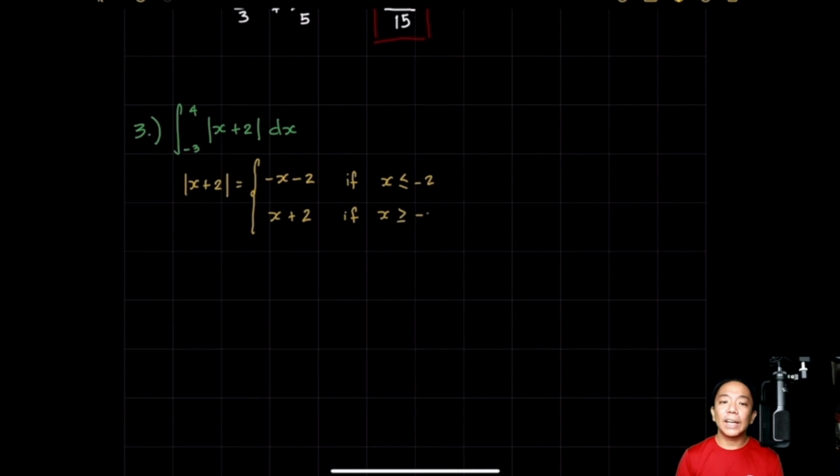This is equal to negative x minus 2 if x is less than or equal sa negative 2. Yun yung vertex, di ba? Kasi pag negative 2 yung x, 0 yung sa absolute value. And if x is greater than negative 2, then this is x plus 2.